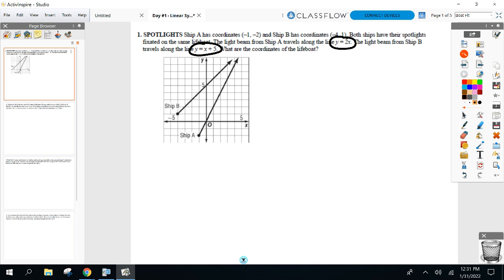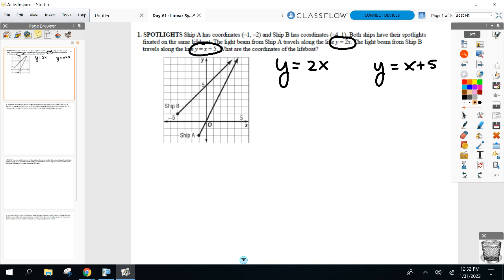All right, so first boat A is y equals 2x. Second boat B is y equals x plus 5. Where are they going to meet? At what coordinate? That's what I want to know. What x coordinate, what y coordinate are they going to meet? So go back to your freshman year days. Good times. Any idea how I can solve this?